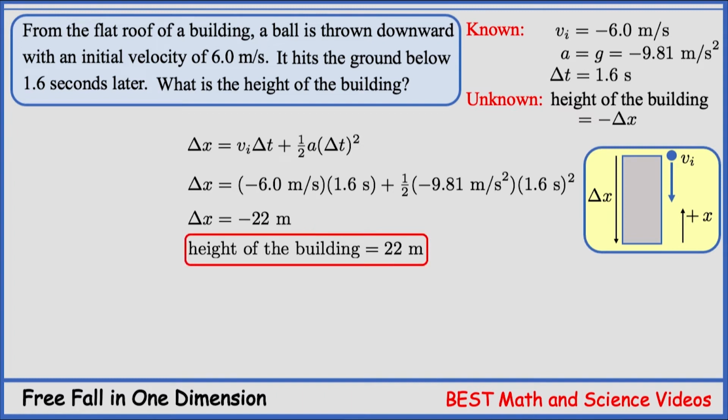Notice in this problem that it is very important to keep track of the signs. And this shows why defining the coordinate system and having a sketch are important. Okay, let's look now at a problem in which an object is thrown upward.